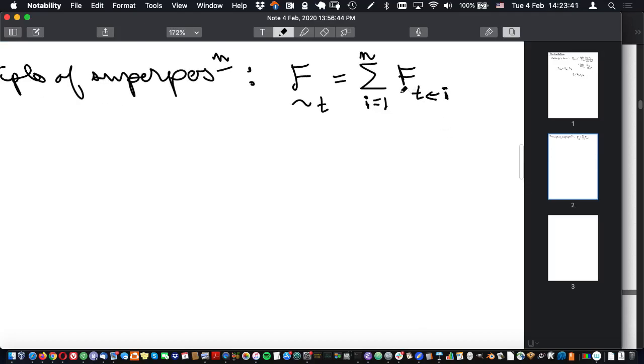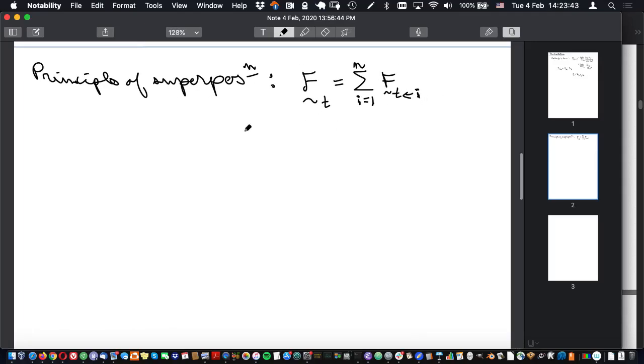Okay, so if you want the total force, you just sum up all the forces that you have in there. So that's the idea of the principle of superposition.